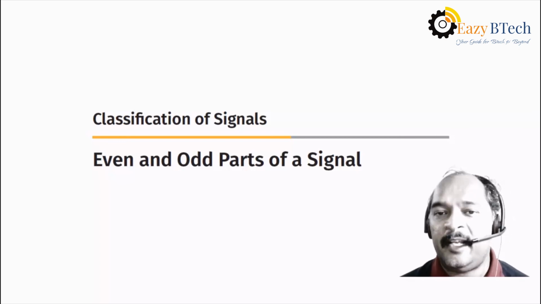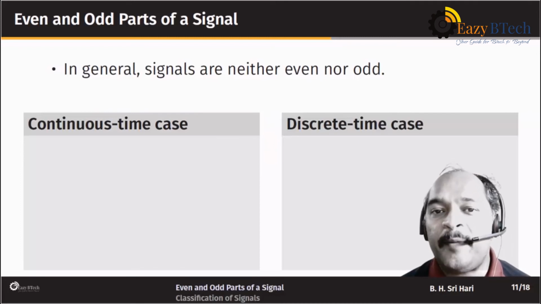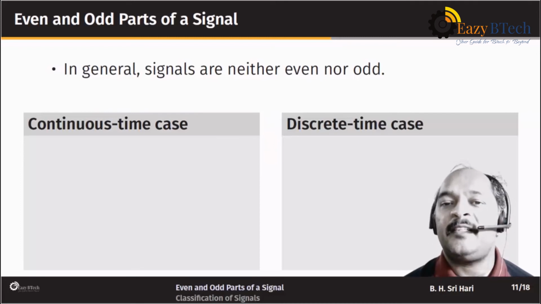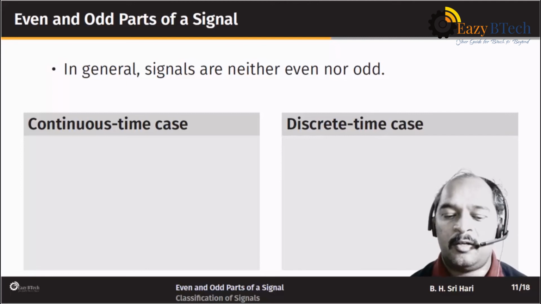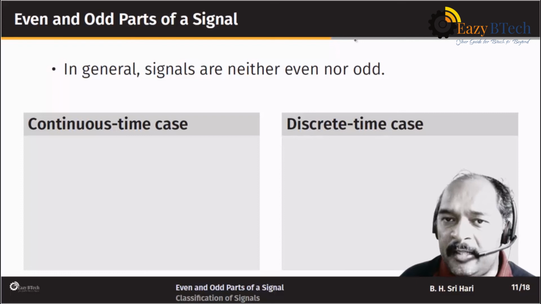Last topic of this lecture. Okay. So even and odd parts of a signal. In general, a given signal is neither even nor odd. Some signals satisfy those properties, but all signals need not satisfy those properties.